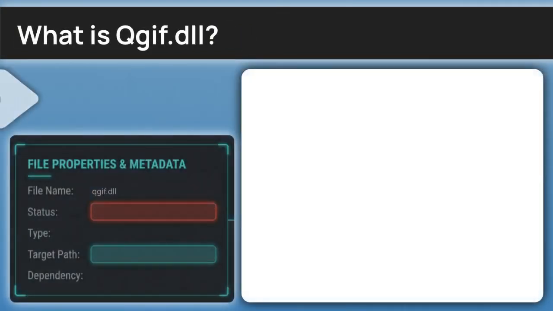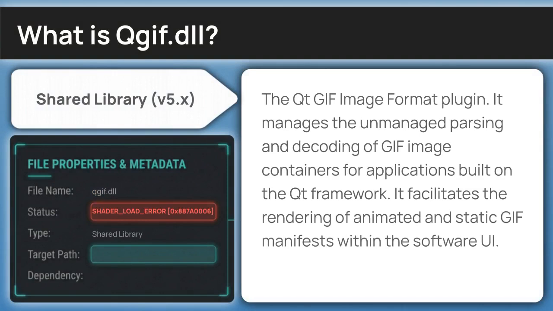This is the Qt GIF Library, the Qt GIF Image Format plugin. It manages the unmanaged parsing and decoding of GIF image containers for applications built on the Qt framework. It facilitates the rendering of animated and static GIF manifests within the software UI.